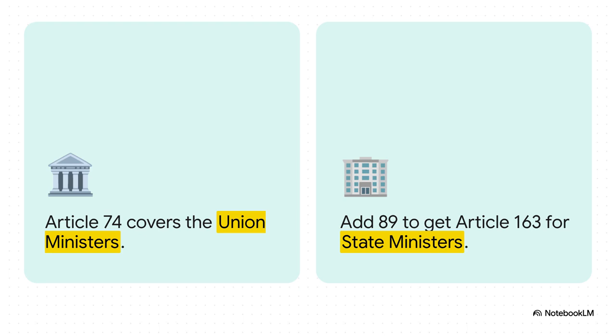Article 74 sets up the Council of Ministers for the President. Add 89 to that, and boom, you arrive at Article 63, which is the Council of Ministers for the State Governor. Same thing with pardon powers. Article 72 is for the president. Add 89 and Article 161 is for the governor. It is just this awesome structural symmetry that makes navigating this beast of a document so much easier.